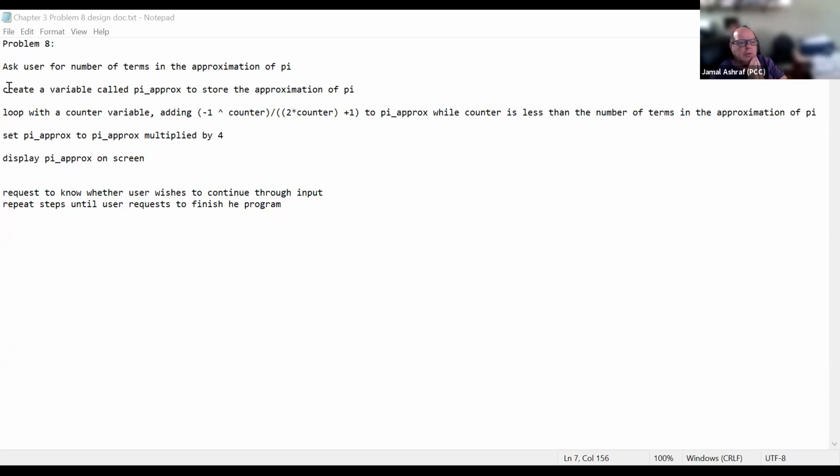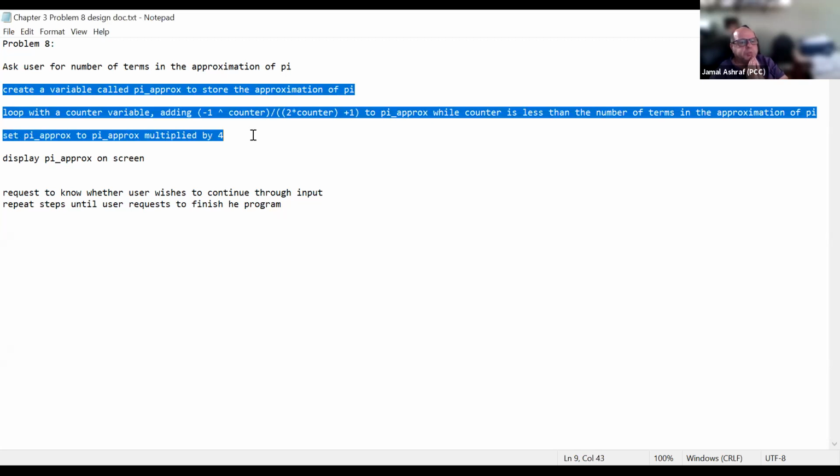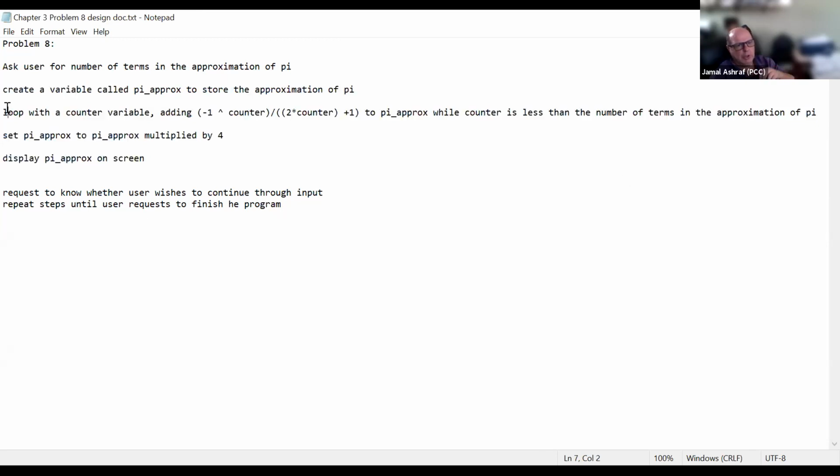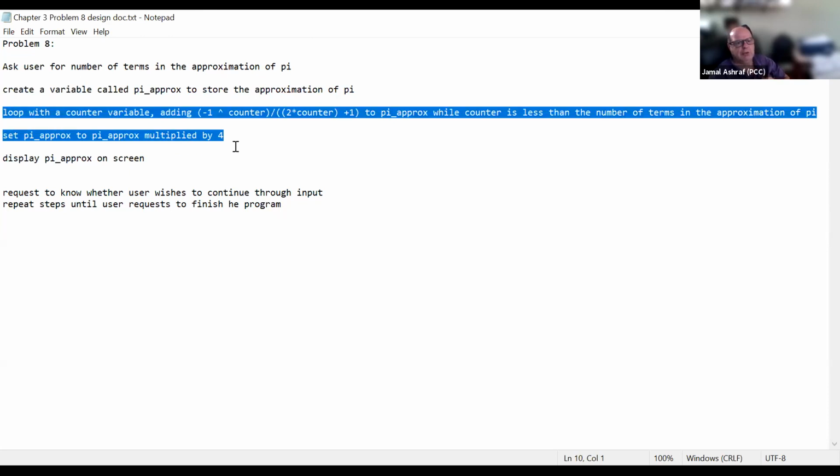I guess that would be this right here, I suppose. Okay, create variables are not part of it, please use the template. Okay, sorry. Okay, let's go to the next line. Loop with counter variable, adding -1 to, what is that? Power to counter? Yeah, and to the power of 2 counter. Counter plus 1 to pi approximate y counter.